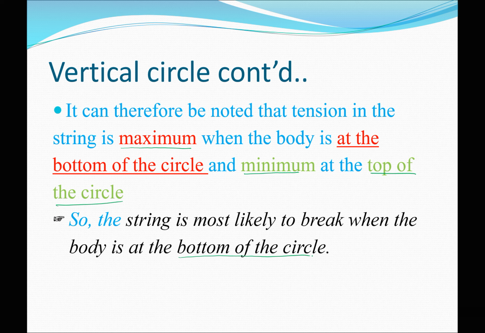So that is application number 1, which was the vertical circle. We have seen it in 3 positions, and we have been able to derive the tensions in the string at the bottom of the circle, at the top of the circle, and if the object is in the horizontal. Of course, someone will ask, how about if it is in the horizontal but on the left hand side?